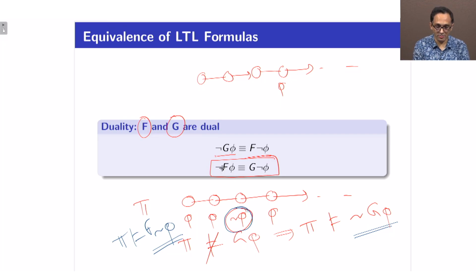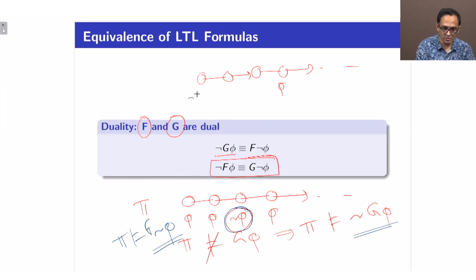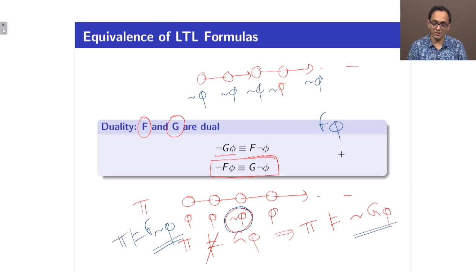Because it is the negation of that, it means that in all states not of phi holds. So not of phi holds here, here, here, and so on. Every state has the negation of phi. Otherwise, if at least one state had phi, I would say F of phi holds. But this is not the case, so this has to be the case for pi.